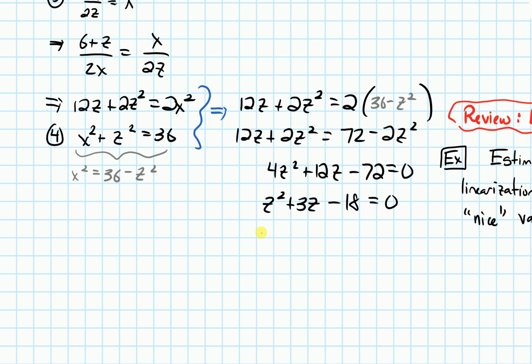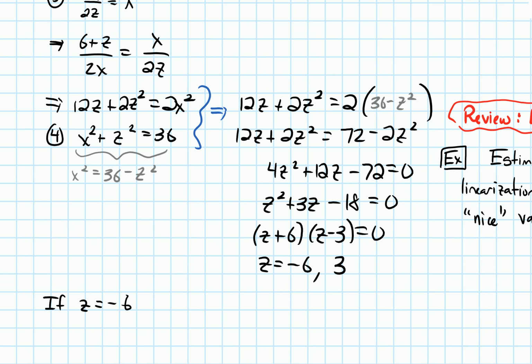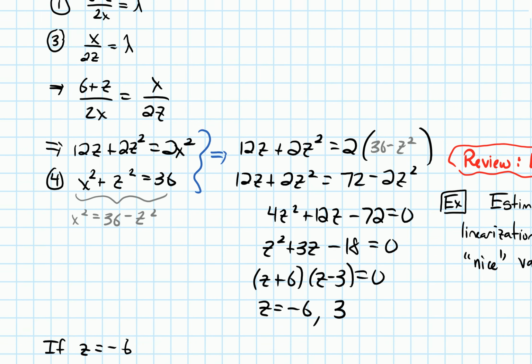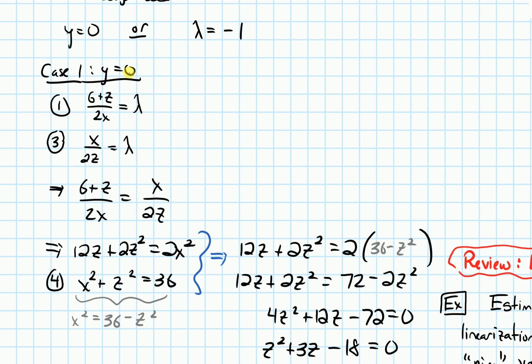And I could factor this. This is z plus 6 times z minus 3 equals 0. So we get two possibilities: either z equals negative 6 or z equals 3. All right, so let's consider both of these. So if z equals negative 6, remember in this case, we know what y is. y is equal to 0.